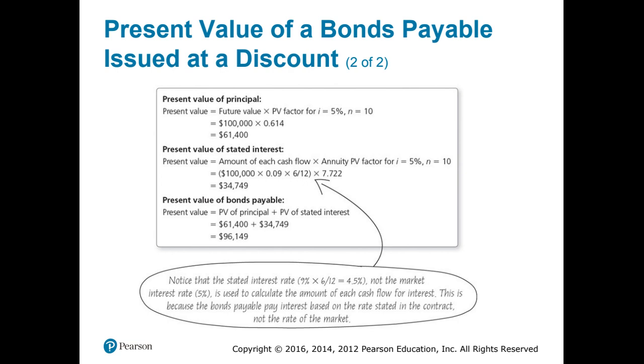So, the present value of bonds payable issued at a discount. Oh no, did I close my page? There we go. This is on page 620.